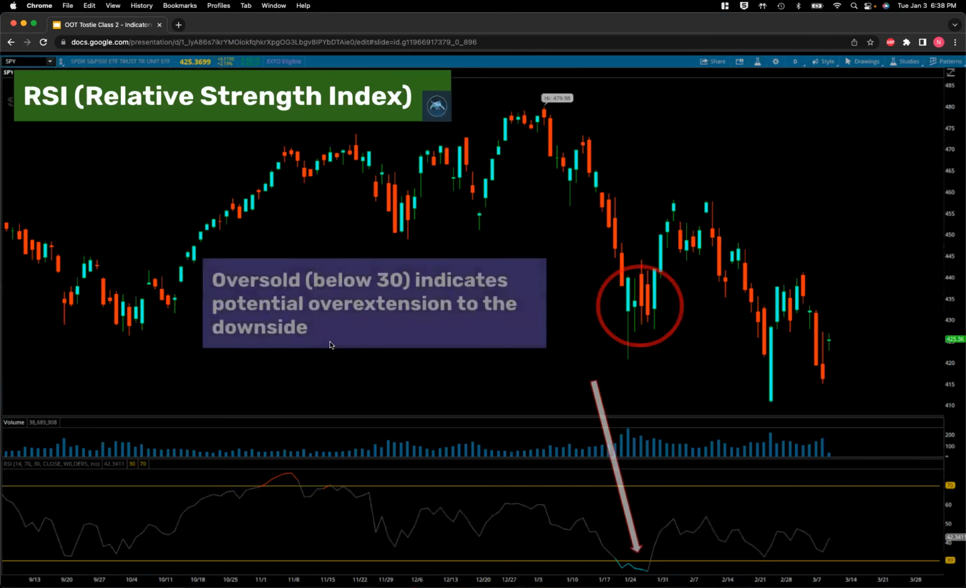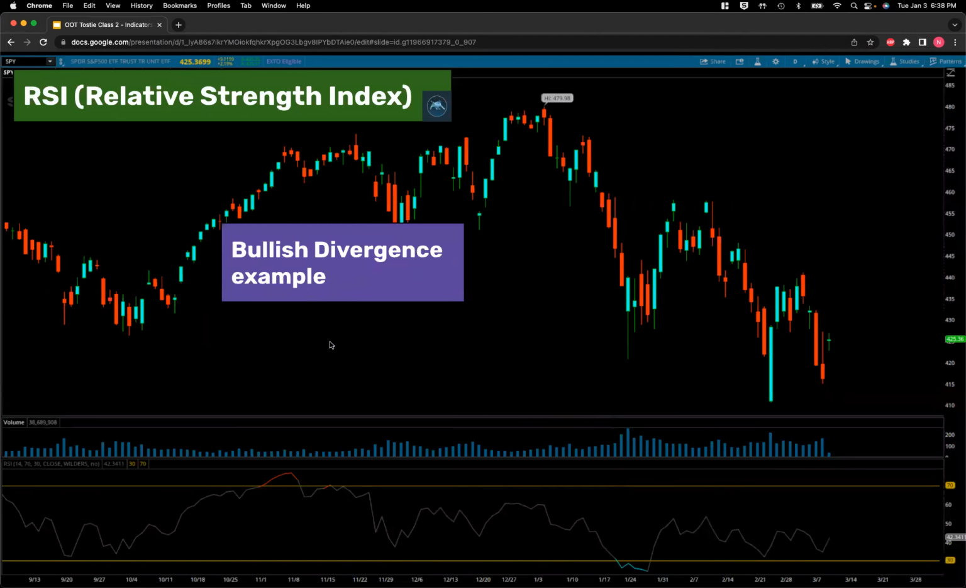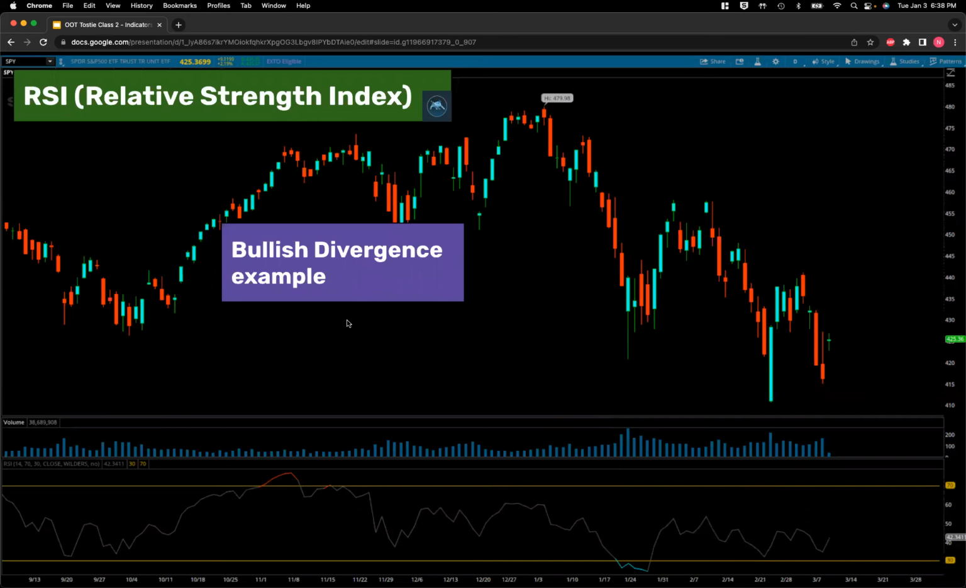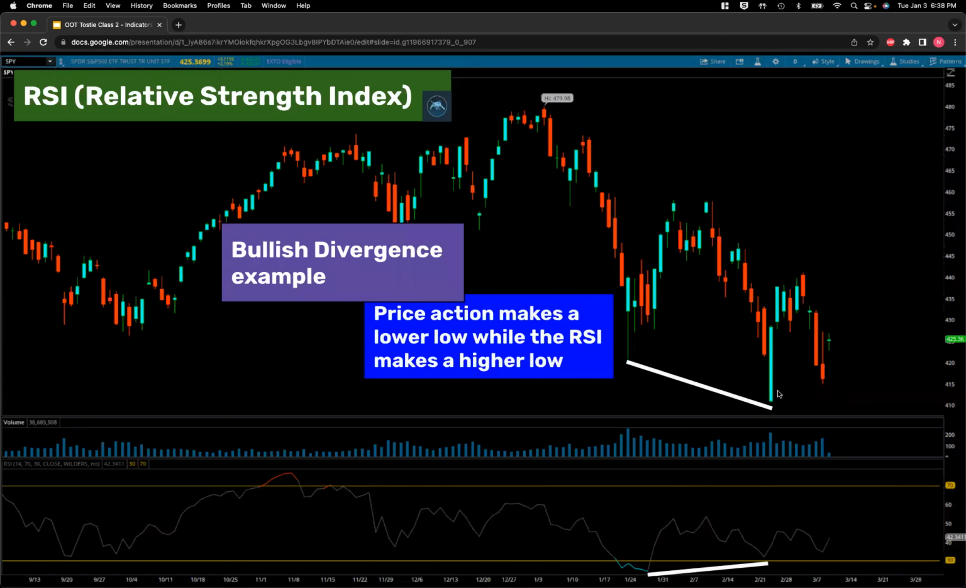The next 2 indicators, I'm just going to briefly run through. I just wanted to show you that they exist just so you can look. Oh, I guess I do have a divergence example. I forgot about this. So here's another example. This one's going to be a little better. Here's a bullish divergence example here. So again, price action makes a lower low. RSI makes a higher low.